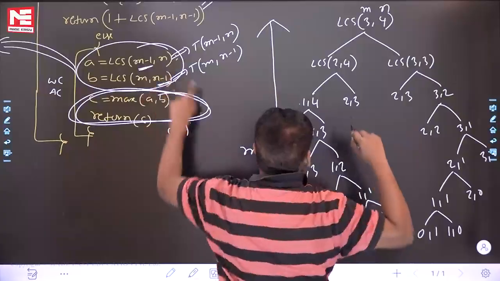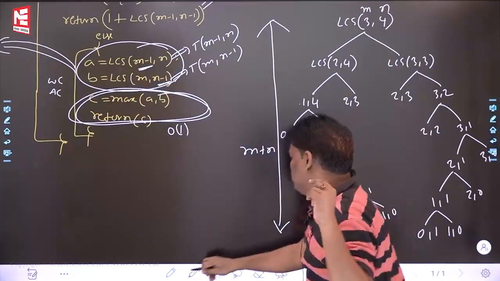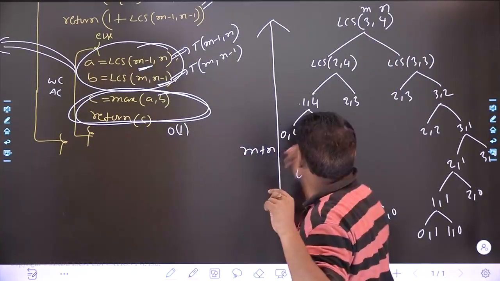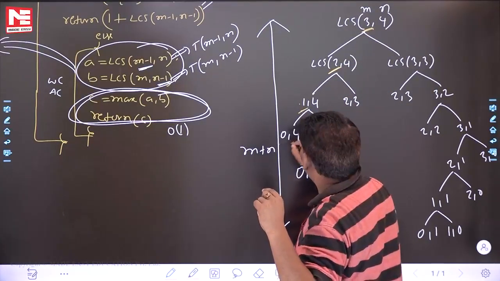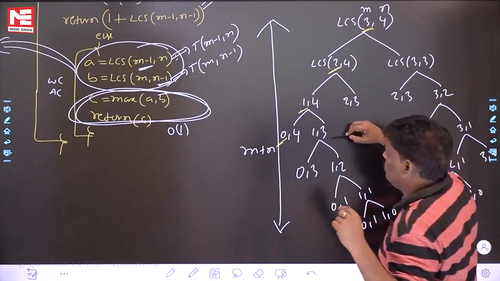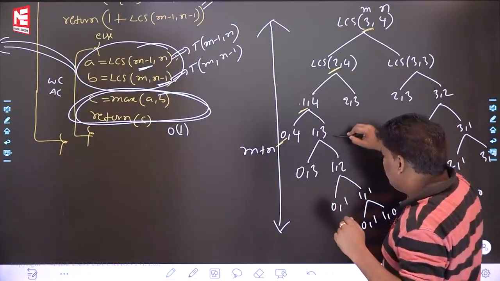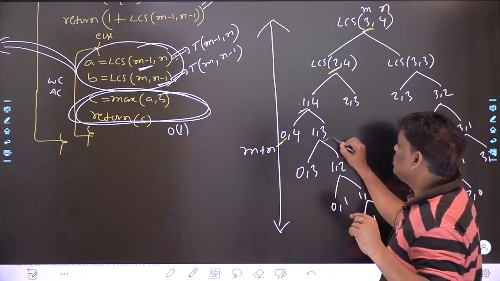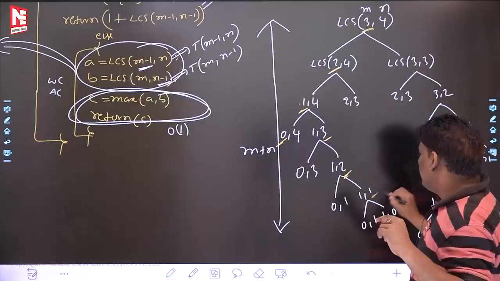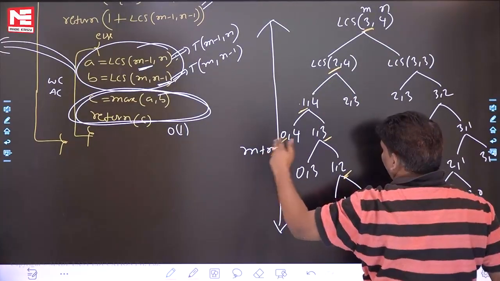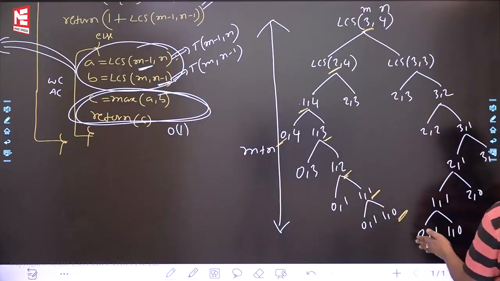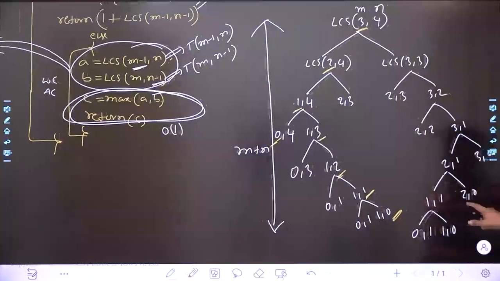First one means the left one. See this one: 3 becomes 2, 2 becomes 1, 1 becomes 0. When M is 0, then N will start decrementing. Right? What is the answer? 3, 2, 1, 0. Like that, first M will decrement. Whenever M is 0, then N will decrement. Finally, an M plus N level tree came.